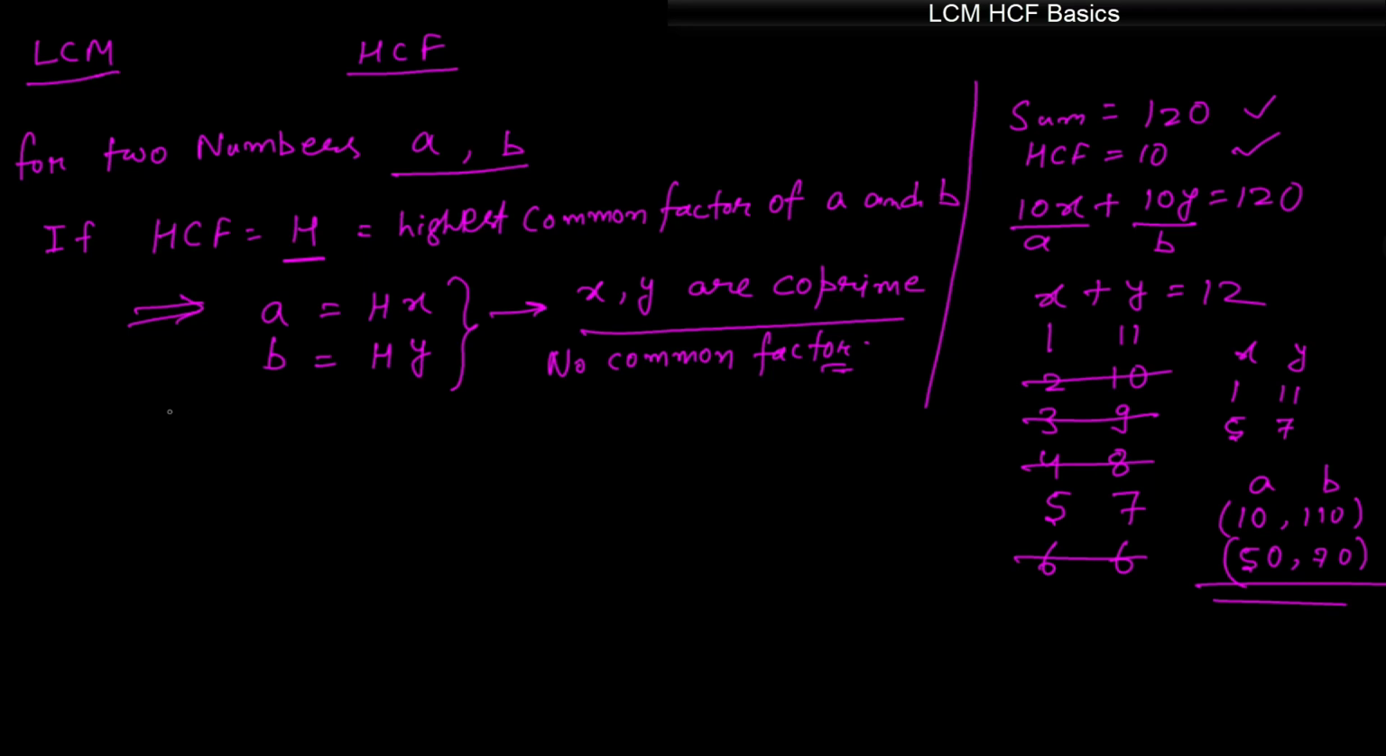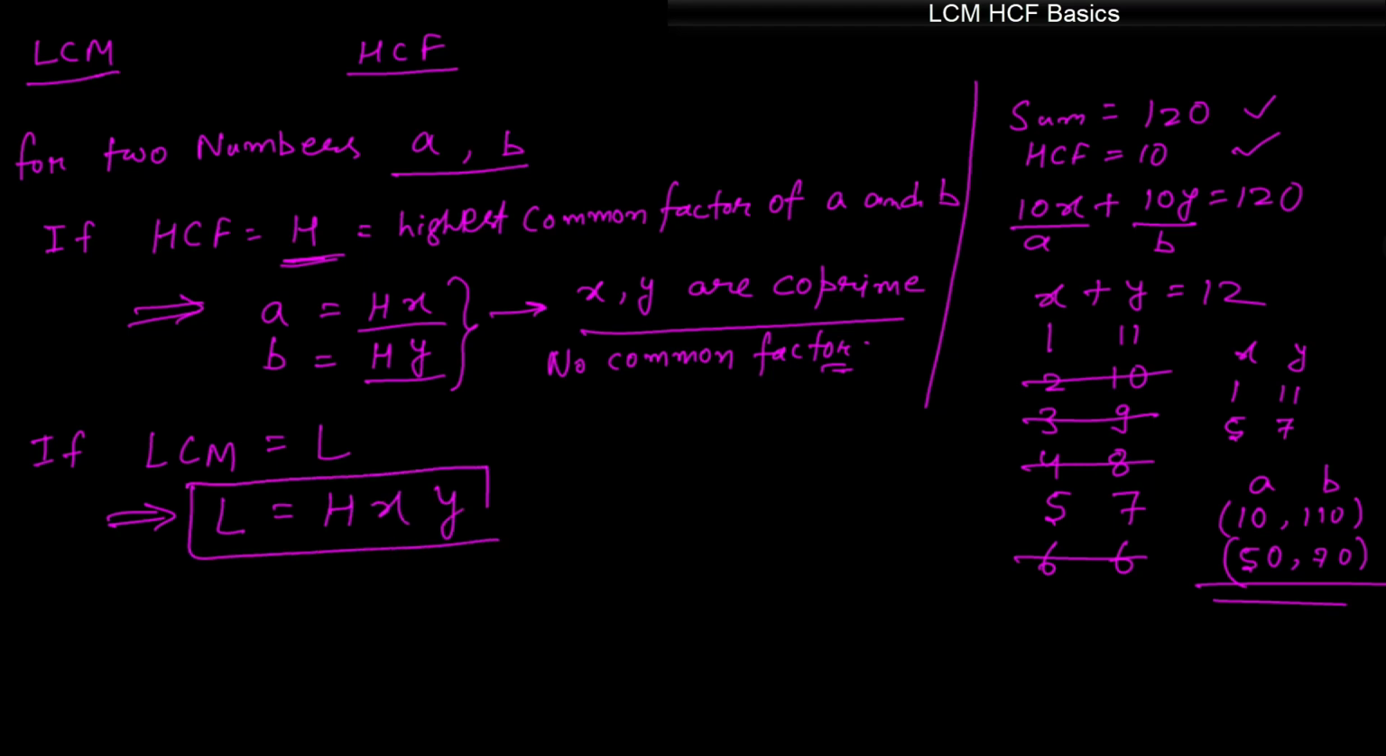Now come back to this. Suppose there are two numbers A and B, their HCF is H and LCM is L. What does that mean? You need to understand that L is the lowest common multiple of A and B. And if I assume A to be Hx and B to be Hy, then it means that the LCM is equal to H into x into y. These things you can directly use.